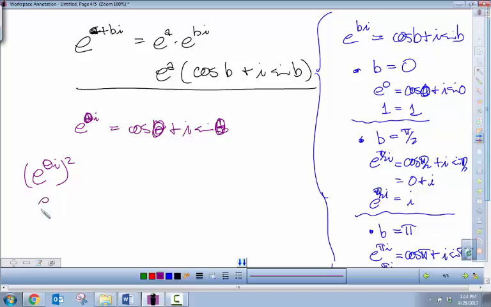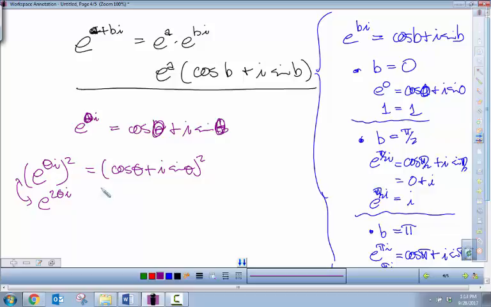This is the same thing as e to the 2 theta i. Is that correct? Yes. So, what is this equal to? The top one, so these two are supposed to be equal to each other. So the first one is like saying cosine theta plus i sine theta quantity squared, right?